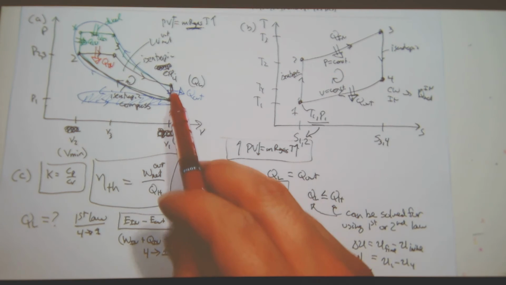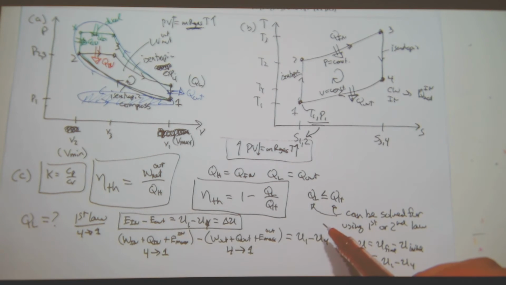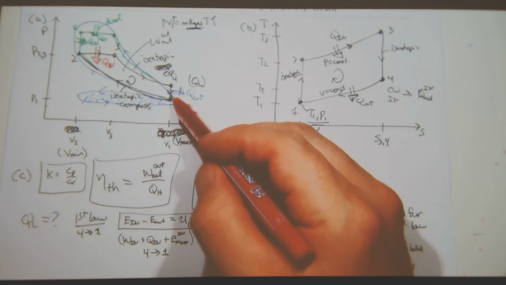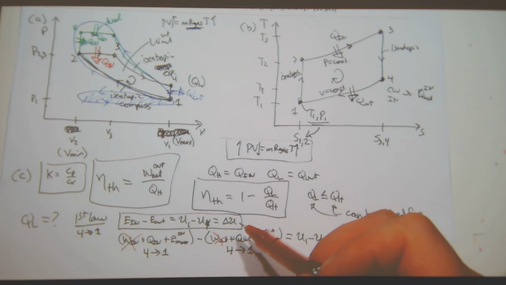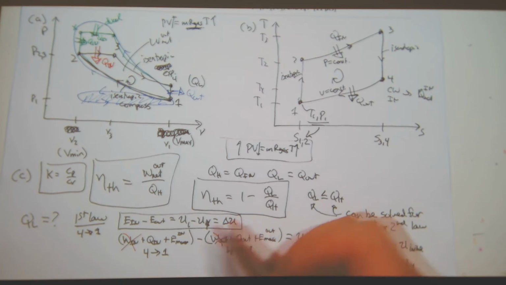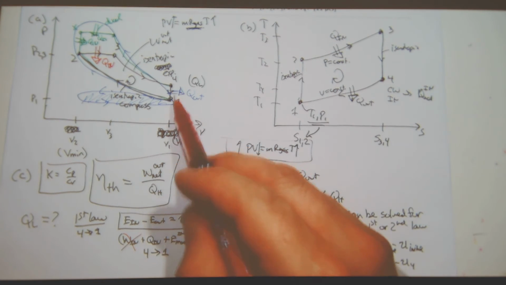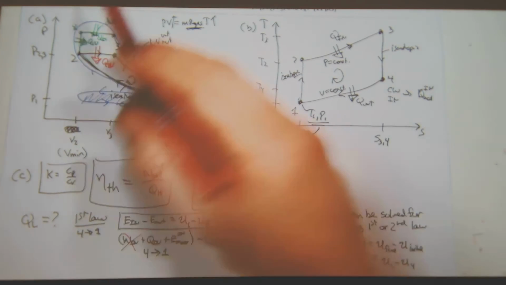What is the work in from 4 to 1? What's the change in volume? I have no work in or work out, so I can just cross both of these. It's constant volume. No boundary work. What is my heat in from 4 to 1? 0. Don't have any.